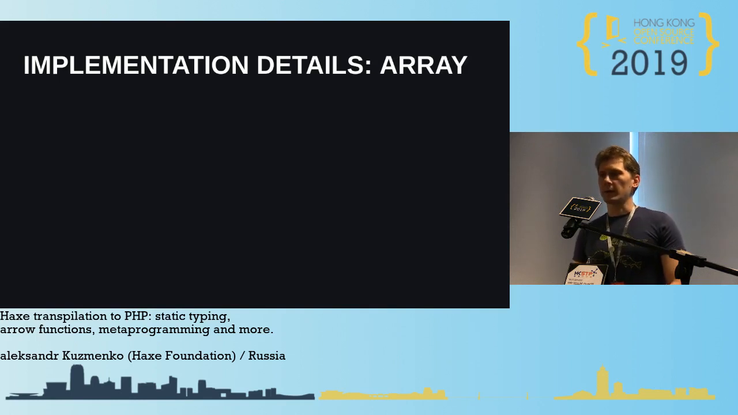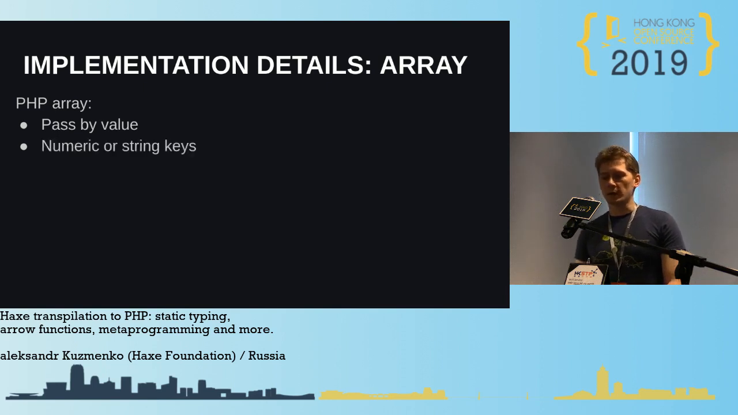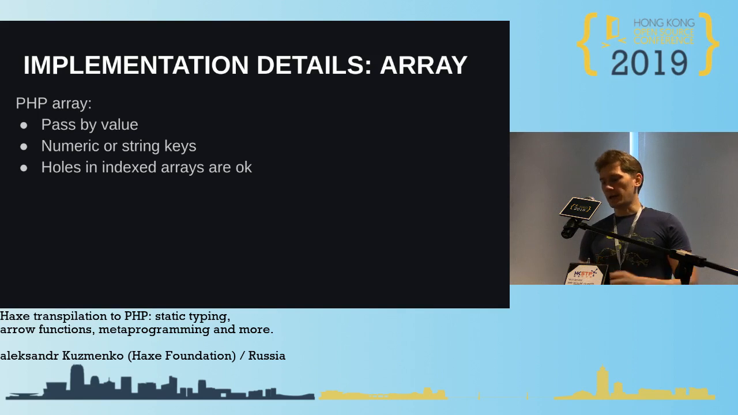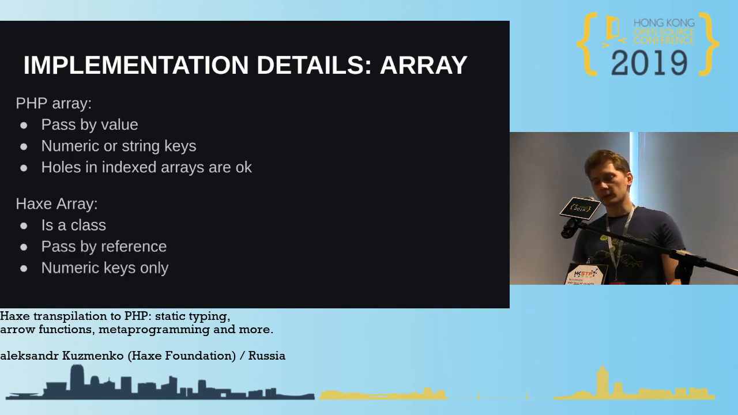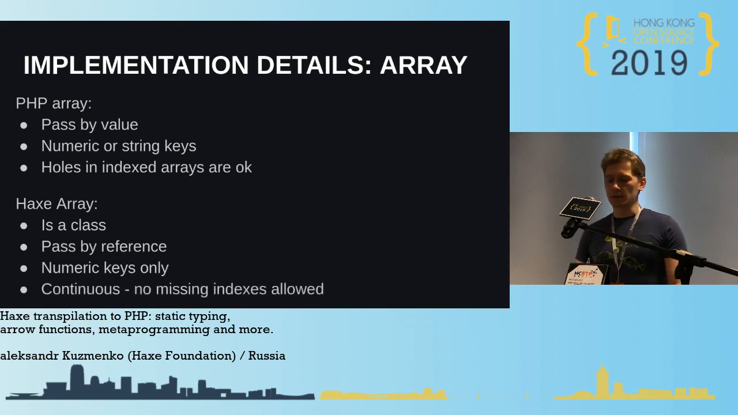Another difference is arrays. In PHP, arrays are passed by value and can have numeric or string keys, and it's also okay to have holes in the indexes of arrays. Unlike in PHP, in Haxe an array is passed by reference and is a class, and it can hold only numeric continuous keys, so no holes in indexes are allowed. You cannot have an array with indexes 0, 1, 5. For that purpose, in Haxe we have another data structure. I will not talk about it right now, almost out of time.